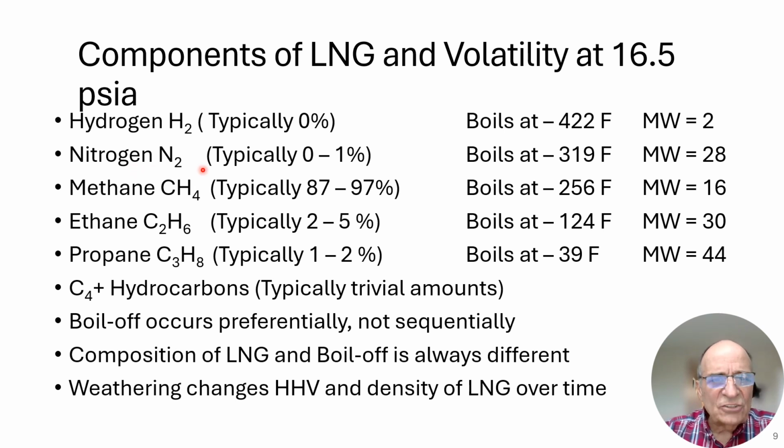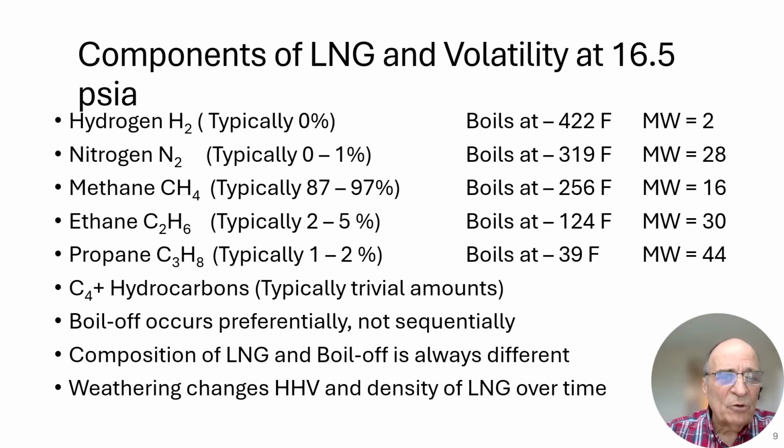Nitrogen concentrations, that's nitrogen with an N, are typically between 0 and 1% when the LNG is freshly made. So it's freshly made, it might have 1%, and over a relatively short period of time, I'm talking on the order of magnitude of a month, it will drop down significantly from 1%, and that's because it has a very high volatility, as shown here, of minus 319 degrees Fahrenheit. Again, we're talking at this tank pressure.